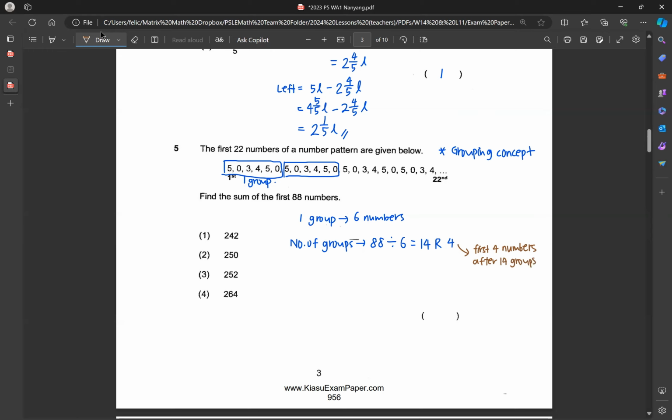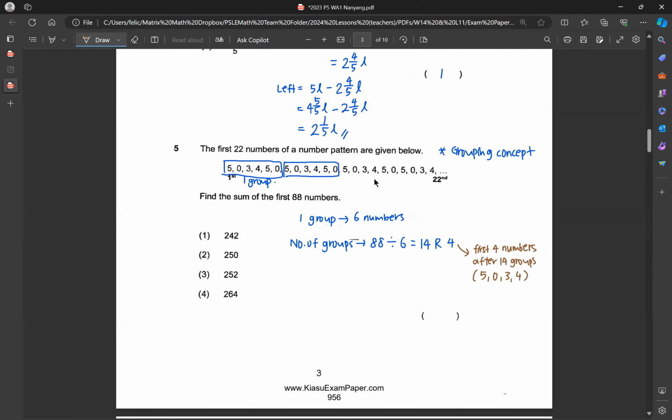Okay, but I wouldn't say these first 4 numbers are the 15th group, because they only exist as 4 numbers, so they cannot be another group by themselves. So it's basically just 4 individual numbers on their own. So what are these first 4 numbers? If you look at the sequence, the first 4 numbers will be 5, 0, 3, 4. Correct? If you look after the group, same thing, 5, 0, 3, 4. So your first 4 numbers is this.